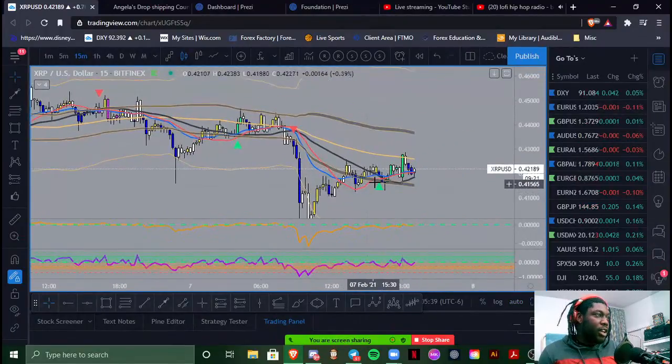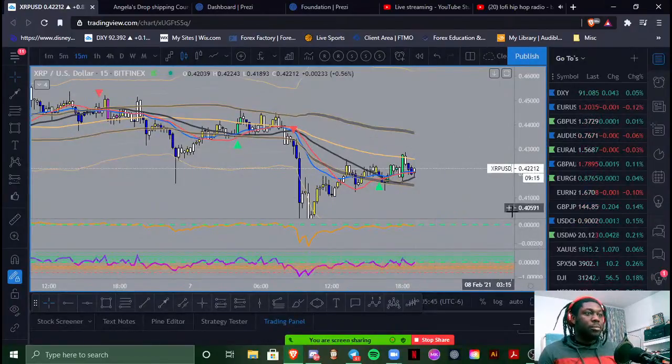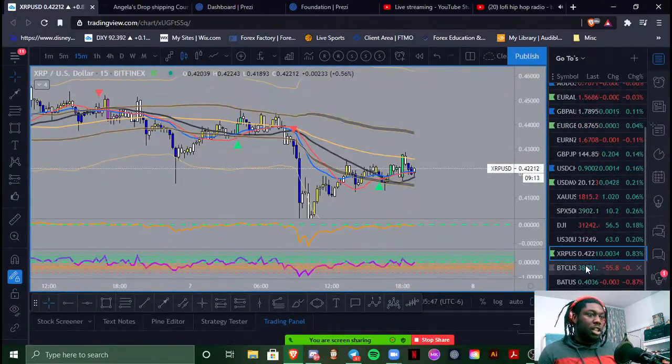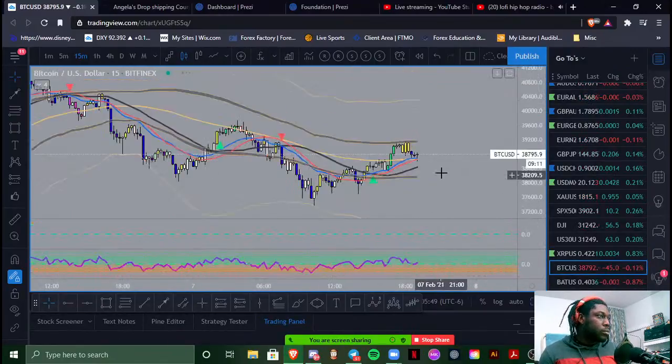It's calling for a buy here, called for a buy, retested the RSI line multiple times, just retested it. So yeah, I'm expecting buys here. So basically a continuation to the upside.